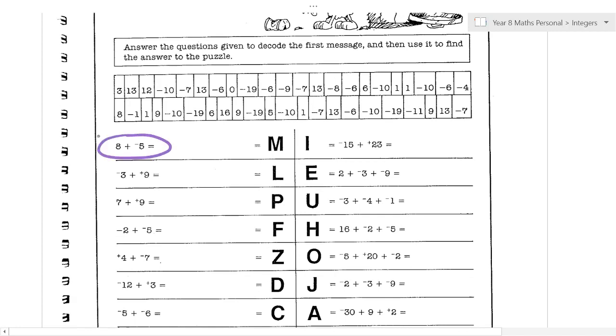We've got 8 plus minus 5. We're adding a negative number. First of all, I guess the easiest way to do this is if I'm subtracting 5 from 8, that is just simply 3, isn't it? That's the easiest way to do it.